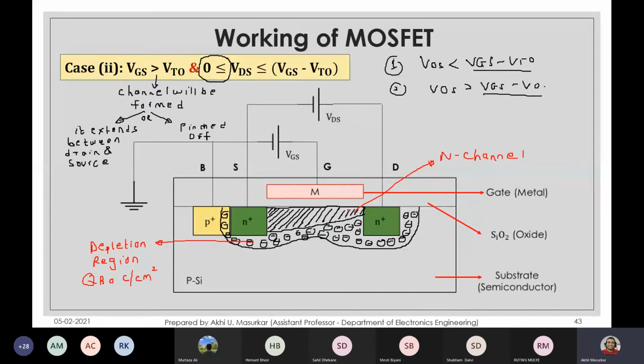So this is the first question that you should ask, which Rutvij has asked. And the second question should be that now if the current ID is flowing, what is the formula for this ID? So there are two questions here. Number one is why the channel is like this, and the second question should be if current flows now, what is the equation for the current? So we are coming to that now.